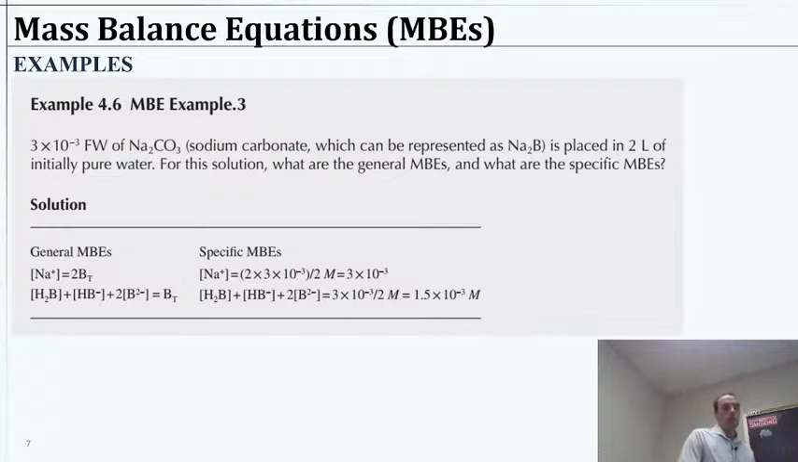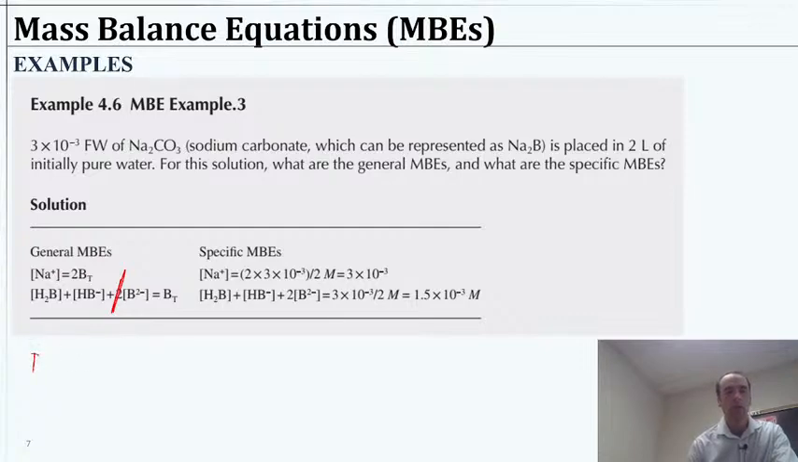So we know that for every B we have 2 sodiums, so Na is 2 B total. And we can also write B total as H2B plus HB minus plus 2B2 minus. Now, one thing we'll notice here is, let's see, should that 2 be there? I don't think it should be there. I think they made a mistake. Let me see if you agree.